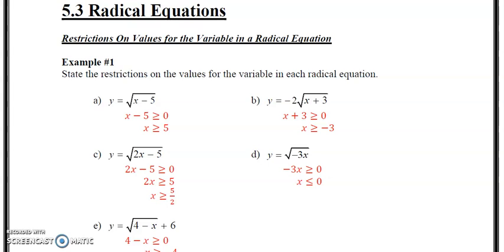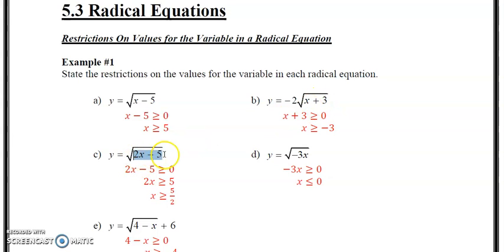So we'll have to state your restrictions at the beginning, even if the question doesn't say to. It's very important. Basically, underneath the radical sign has to be greater than or equal to 0. Very simple. So x plus 3 has to be greater than or equal to 0. I solve for x: x has to be greater than or equal to negative 3. If not, it will not work. For example, if we had an x value of negative 4, which is clearly less than negative 3, it wouldn't work, because negative 4 plus 3 is negative 1.